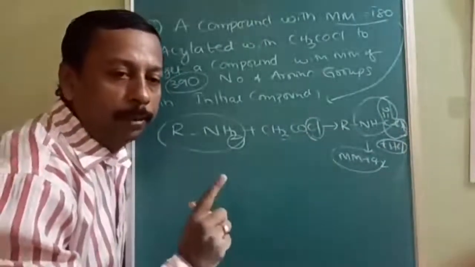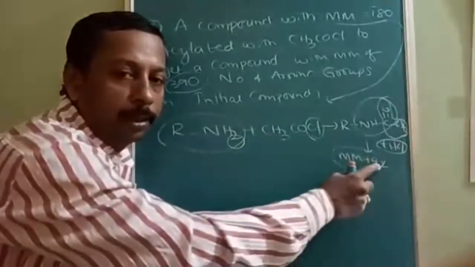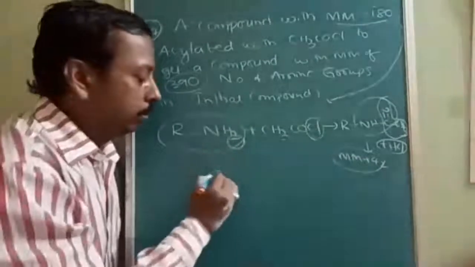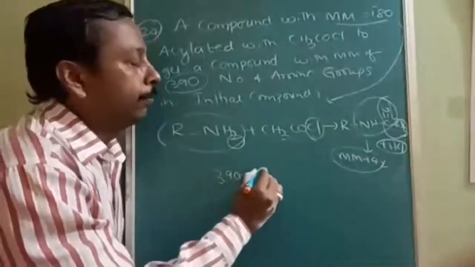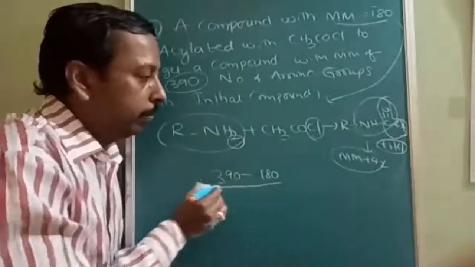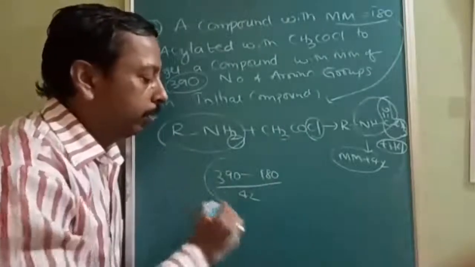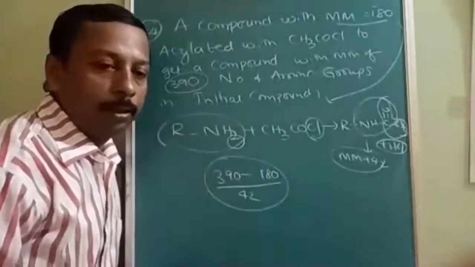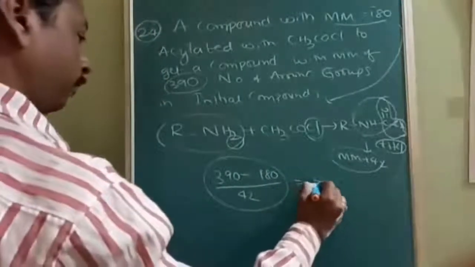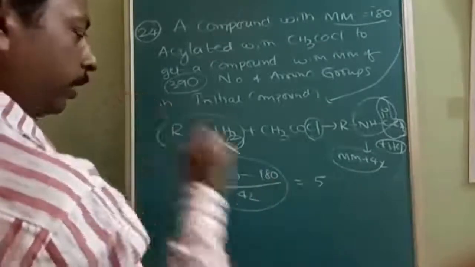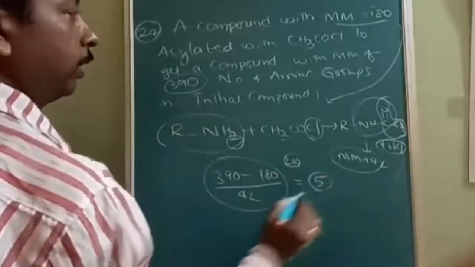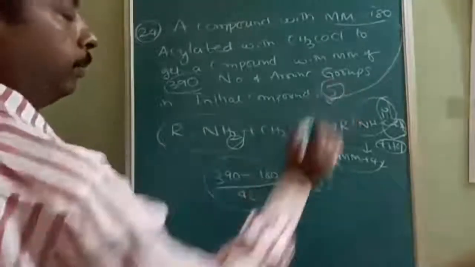That means one amino group will increase the molecular mass by 42. How much is it increased? That we get from 390 minus 180. When you divide this by 42, you will get the number of amino groups. Once you subtract, you get 210, and 210 by 42 gives 5. So the number of amino groups will be 5.